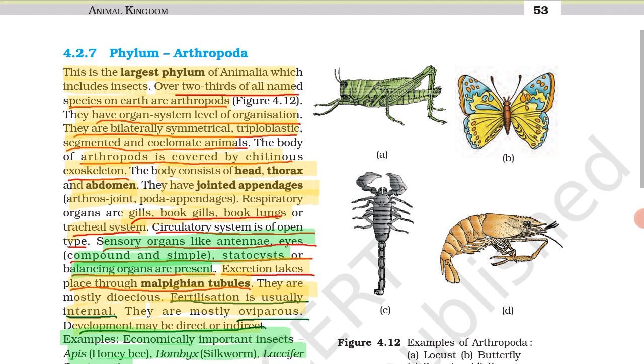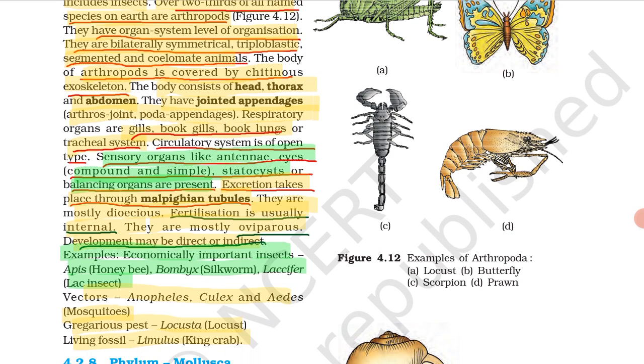Respiratory organs are gills, book lungs or tracheal system. The circulatory system is open type. Sensory organs like antennae, eyes, statocysts or balancing organs are present. Next, Malpighian tubules help in excretion. This is the most important line. Malpighian tubules help in excretion. They are mostly dioecious. Fertilization is usually internal, they are oviparous, and development is direct or may be indirect.